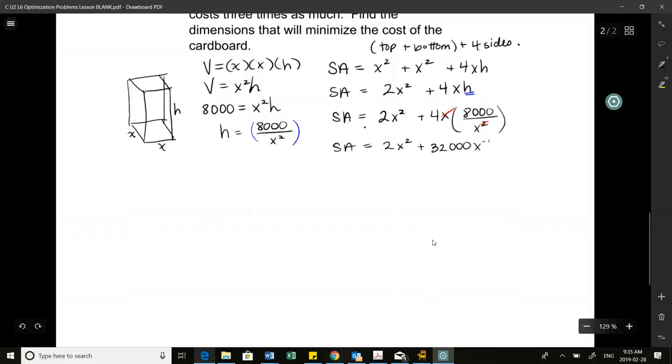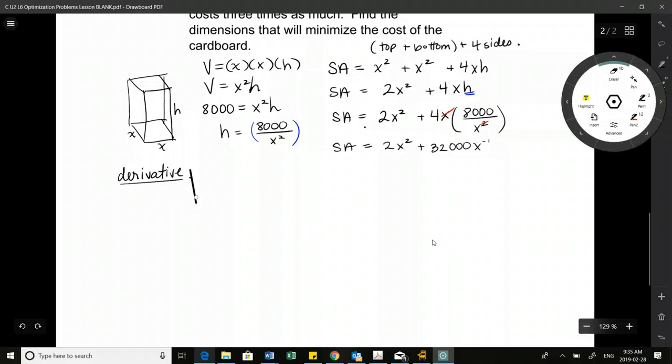Okay, let's take the derivative so that we can find max or min. Well, in this case, minimum. The question's set up so that we can find a minimum surface area.